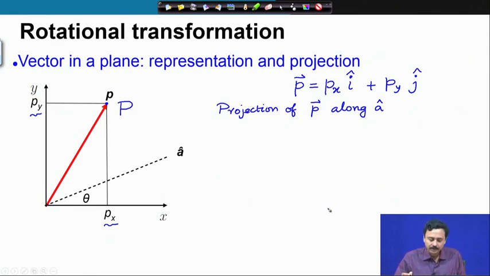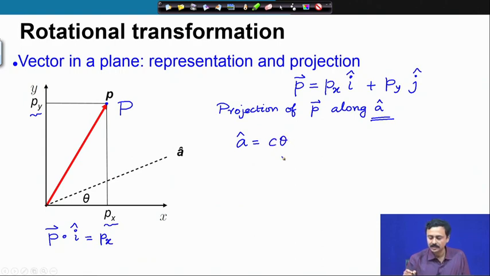Now, you already know and we have also discussed the concept of projection. For example, if I want to project vector p along the x axis, then I take a dot product with i cap and that gives me p x. Now, our problem is a little more general. We have a unit vector a cap which is a direction at an angle theta with respect to the x axis. Therefore, I can very easily represent the unit vector a cap as cosine theta i cap plus sin theta j cap. I am writing c theta for cosine theta and s theta for sin theta. So, that is the unit vector a cap.